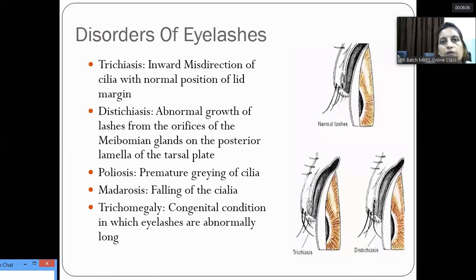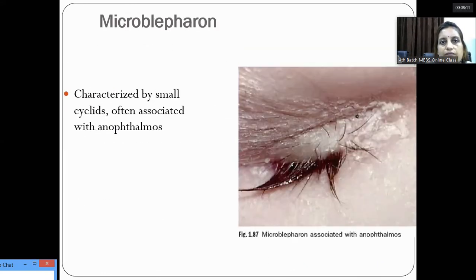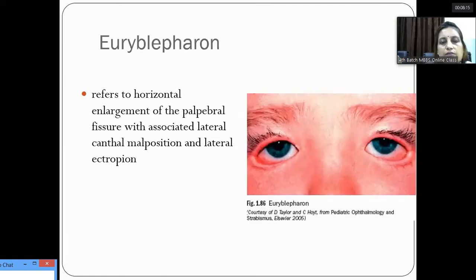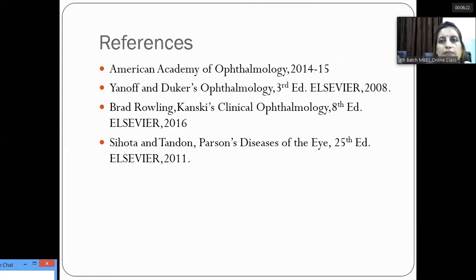Okay. So this is about the anatomy of the eyelids with applied anatomy along with some congenital anomalies. So you have to do the homework, to read all those things. These are the books from where I made the slides, but you can at least go through Khurana and Parsons. This Kanski is just to see the pictures for you.